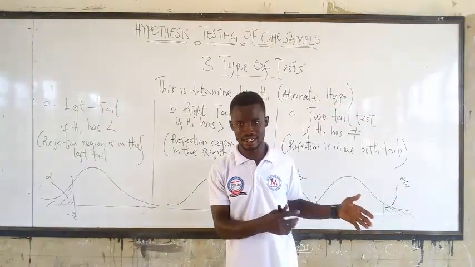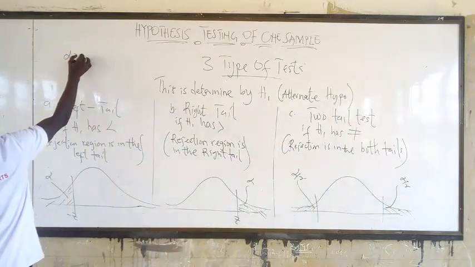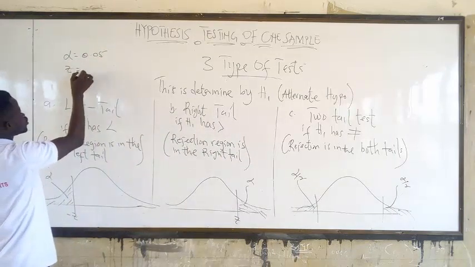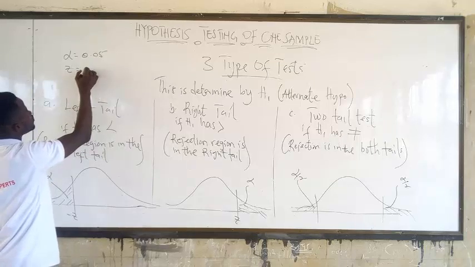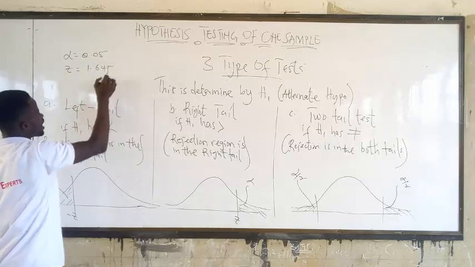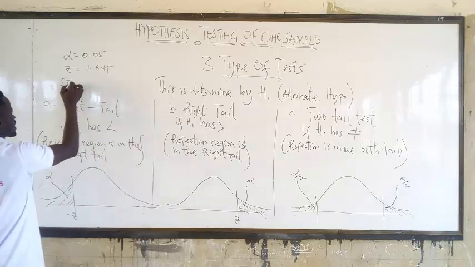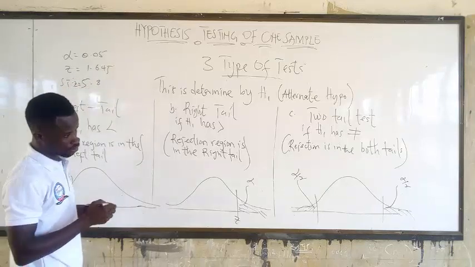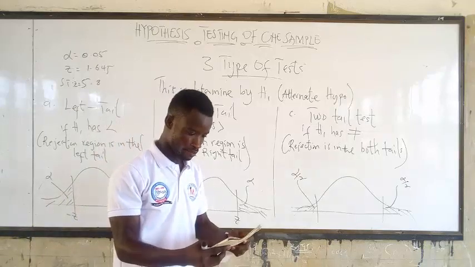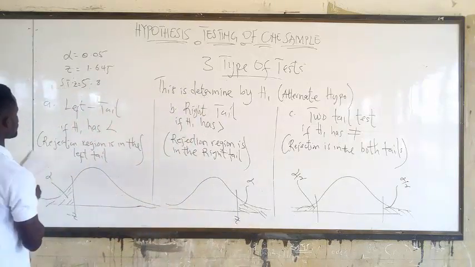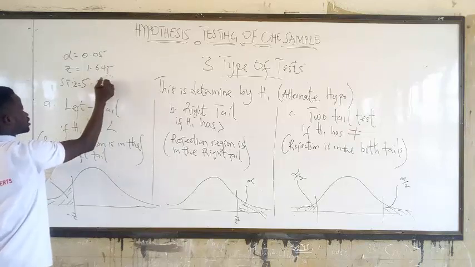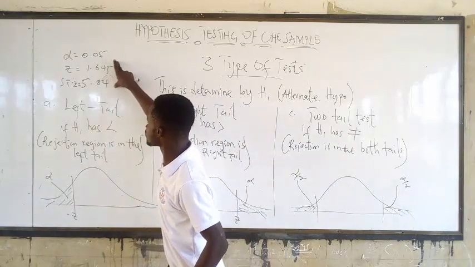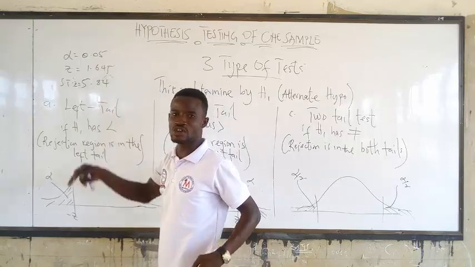Alright, now from what I just did, I was having my alpha to be 0.05, right? And my z to be 1.645. Then I have the test statistic, where z is equal to 5.84. Alright, but you see, after getting these three, where are you going to?